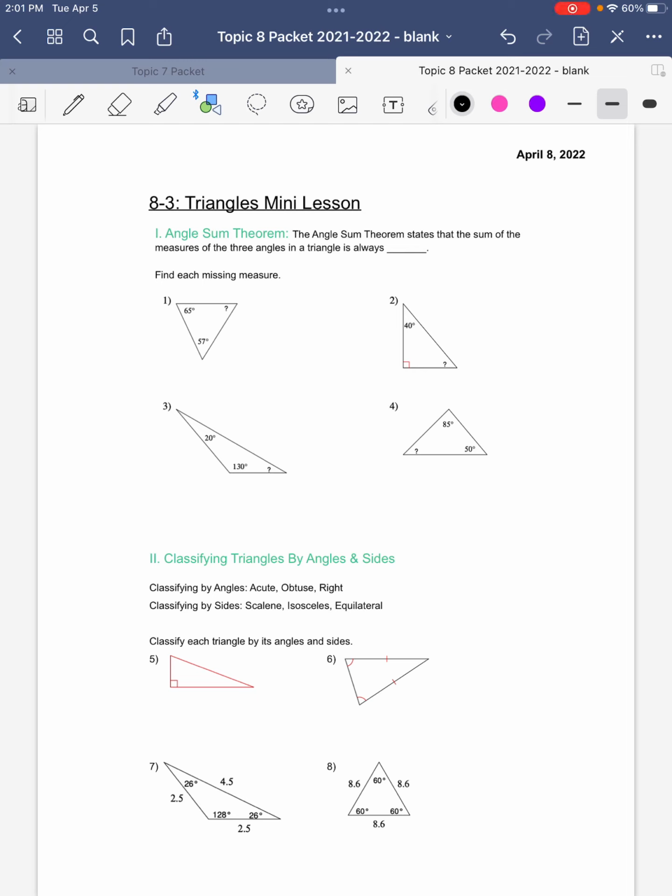Hey y'all, today is April 8th and we are doing a little mini lesson on 8-3, our triangles lesson. There are three things that I want you to focus on in this lesson. The first one is the angle sum theorem. The second thing is classifying triangles by angles and sides. And the third thing is the triangle inequality theorem. So I've got three little sections in this mini lesson. So grab a piece of paper, a calculator, a pencil, and let's get started.